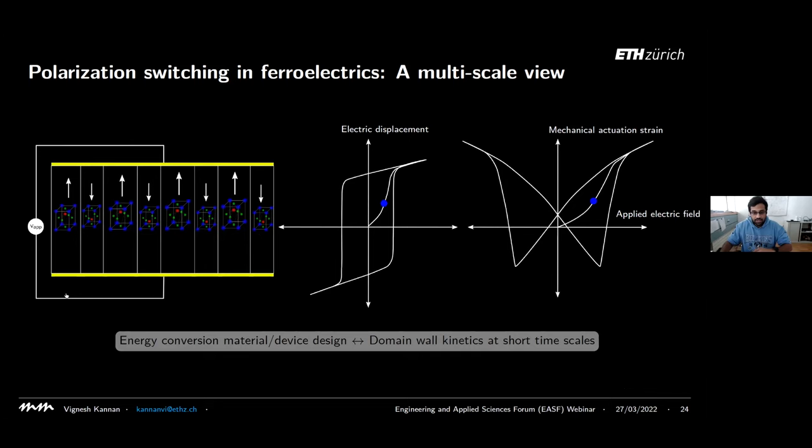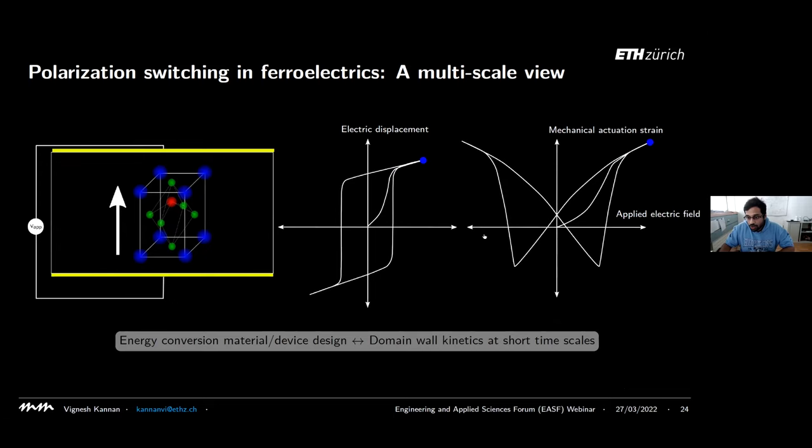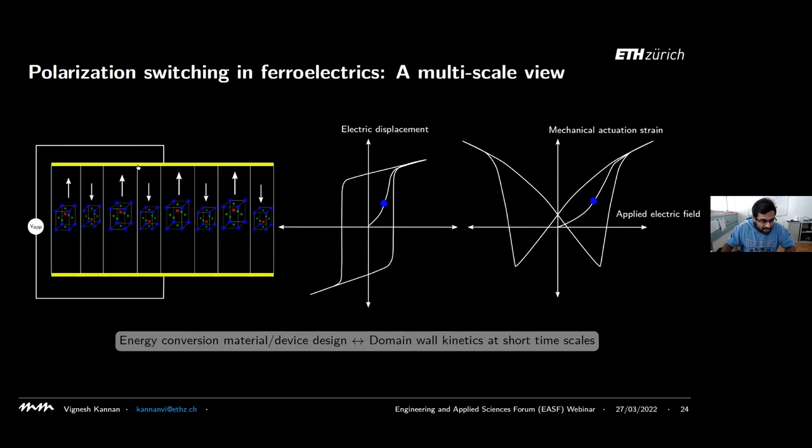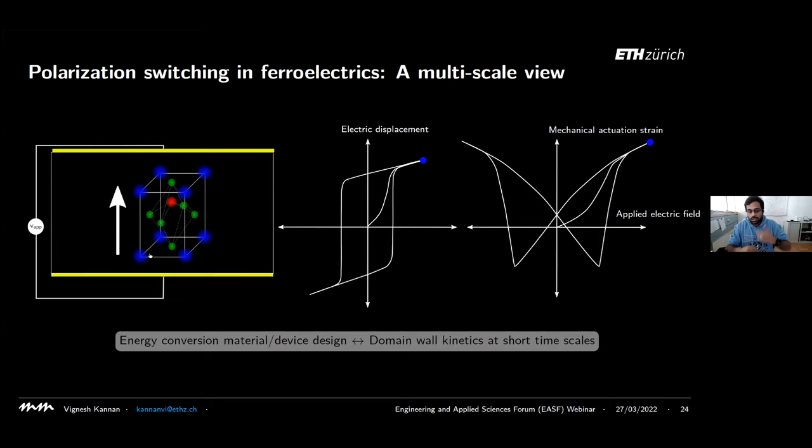So this is a schematic of the electrical displacement and the mechanical strain of the sample as a function of the applied electric field. And what you have is a nucleation and growth of these different types of mechanisms. So if I play this again, what you will see is that you have these different domains, as we call them, and then they're separated by the interfaces called domain walls. And the propagation of these domain walls is what controls the electromechanical characteristics of this material.